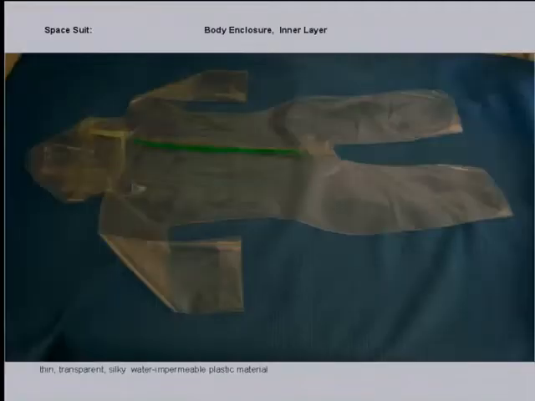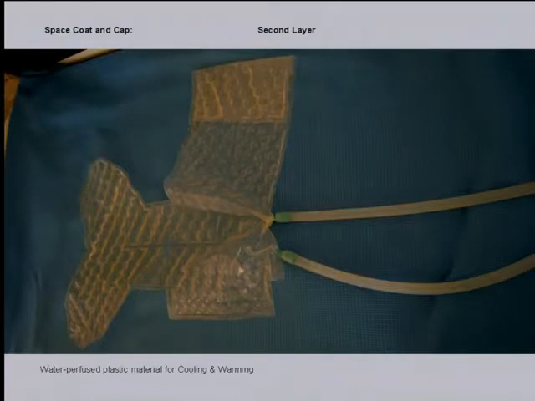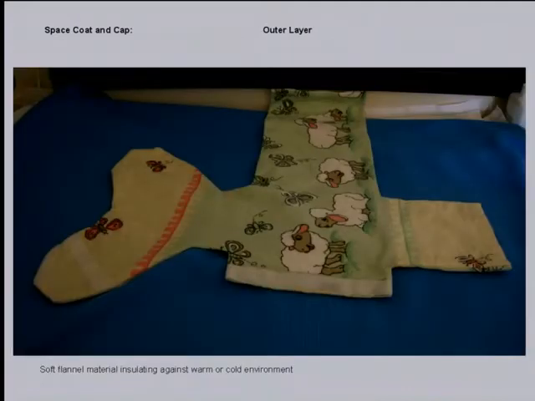Next. This is the suit the baby is put into. It's a very thin material, has no insulating quality, but when the baby is in the suit, it's protected against all environmental noxae and dirt and infection. Next. This is a cooling device, also a water-perfused cap and a water-perfused jacket. Next. Then this is the outer insulation to protect the spacesuit from warming up in a warm environment.